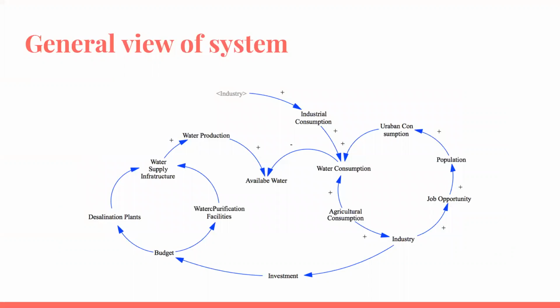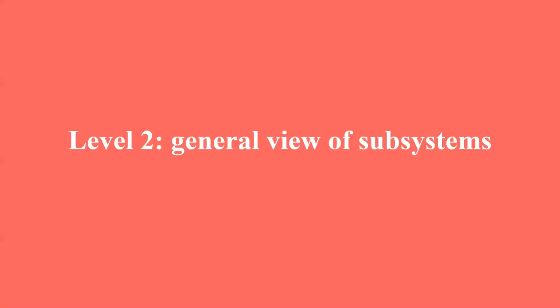In the first level, you can see we have two sides. One side is for water supply and water infrastructures, and the other side is for consumption and the demand side. You can see that the interrelation and the link between the two sides is investment. So it's our general view of the model.